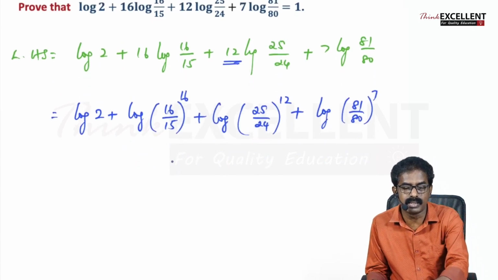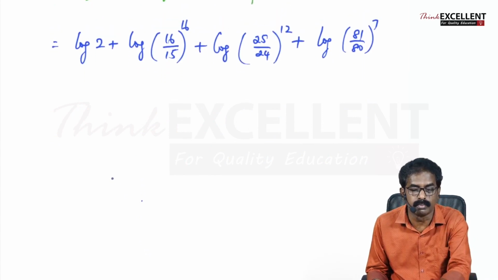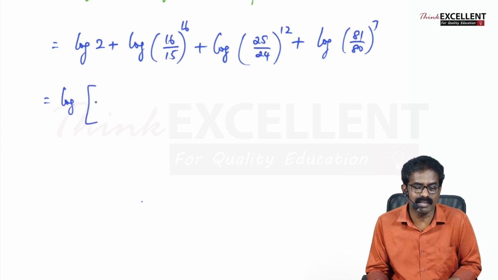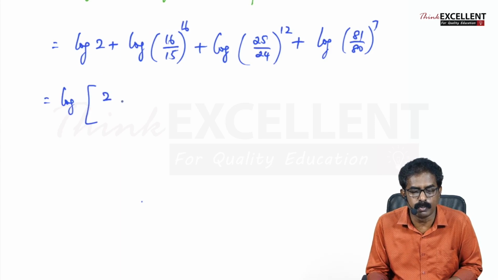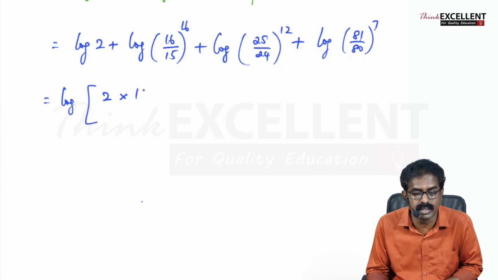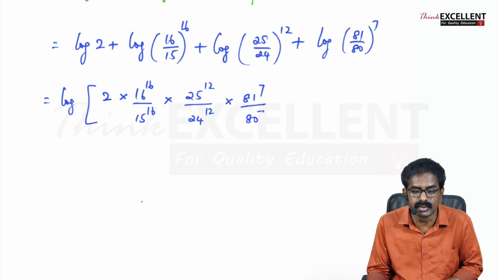Now everywhere we have plus, so you have to apply only the product rule, right? So you have to multiply the terms, but there is a numerator and denominator there, right? So write a single log, very carefully this step. First one is 2, plus, so you put multiplication. Then the power is 16. That 16 is for both the numbers, numerator and denominator. So 16 raised to 16 by 15 raised to 16, into, again because plus is there, power is 12 now. So 25 raised to 12 by 24 raised to 12. Again plus, so you put multiplication. Power 7 now, so 81 raised to 7 by 80 raised to 7.